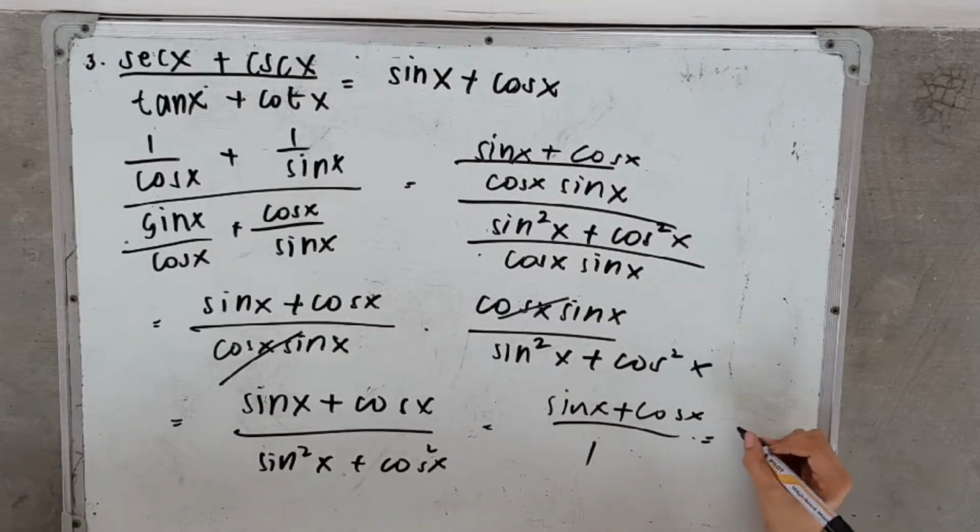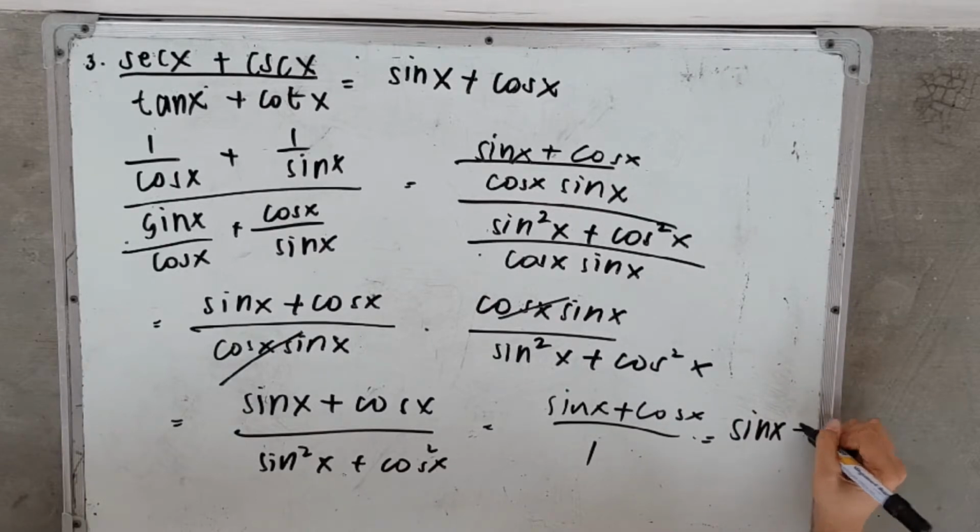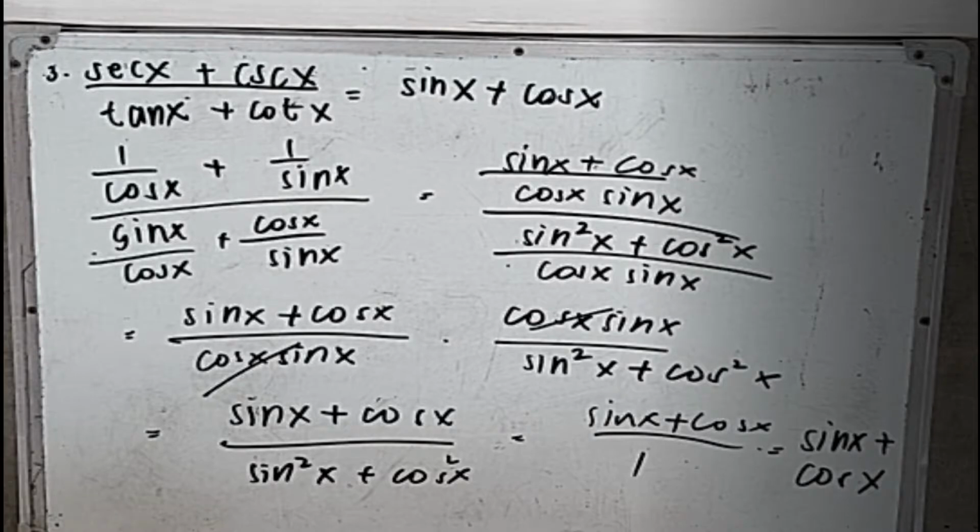We will now use the Pythagorean identity on the denominator. Sine squared x plus cosine squared x is 1. Sine x plus cosine x over 1 is sine x plus cosine x.